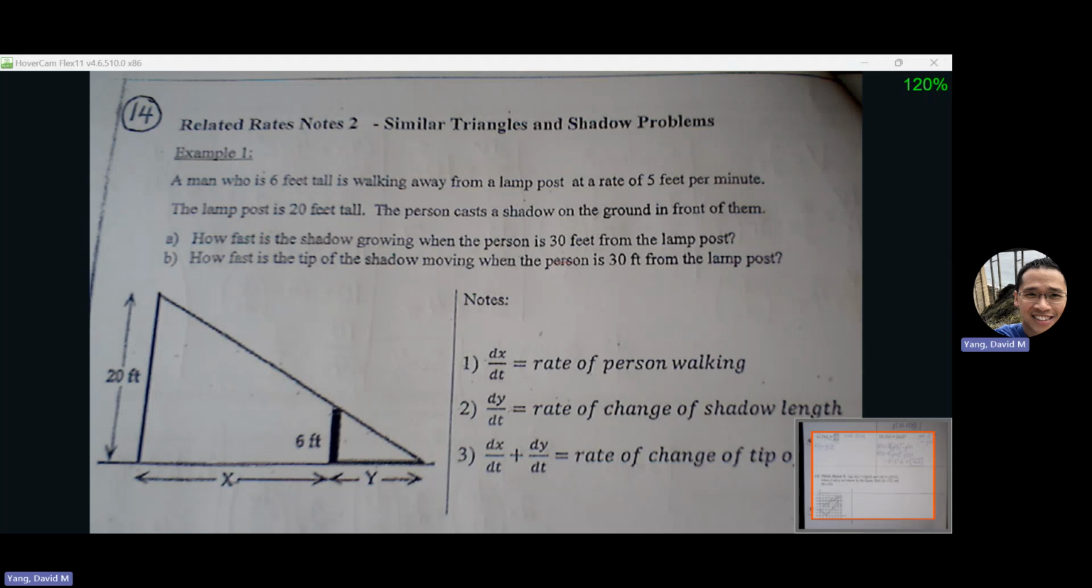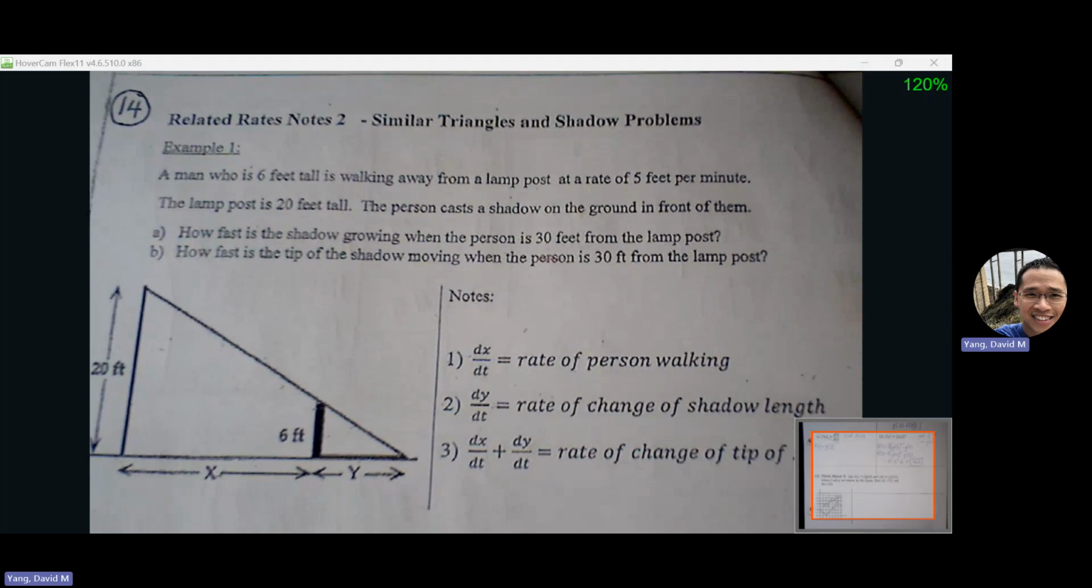You guys had a problem that dealt with rate of change of theta, and we haven't quite gone over rate of change of theta. So we'll definitely do one of those. And if we have time, we can look at the homework that you guys were working on yesterday. So those are three things I want to do today. Let's start with similar triangles, shadow problems. So page 14.